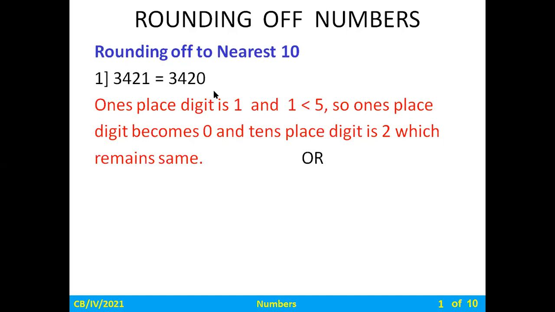Always, in rounding off to nearest tens, the ones place digit will be 0 only, whether it is greater than or smaller than 5, because in 10 you can see the last digit is always 0, right? So here also it will be 0, but the change will occur in the tens place digit. If it is smaller than 5, it will remain unchanged, as you can see in this example, 21 to 20. But if it is greater than or equal to 5, then this digit will change. How? We'll see in the next example.